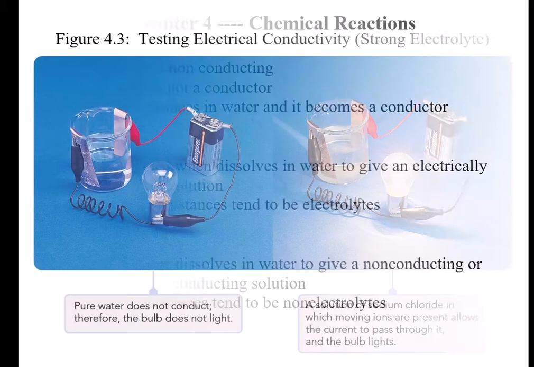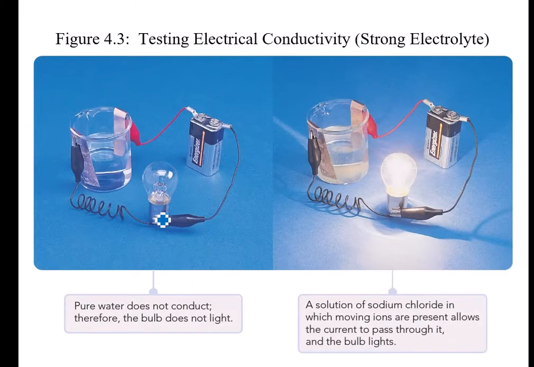So here on the slide, you can see I have pure water. This is distilled water, not just tap water, but distilled water. And I have a 9-volt battery connected up and a light bulb, and you see that there is no light coming out. I add sodium chloride to this beaker, not a whole lot of sodium chloride, and all of a sudden the light bulb will light up. That's the difference between non-conducting and conducting. And sodium chloride happens to be a strong electrolyte, which we're going to get to in just a second.